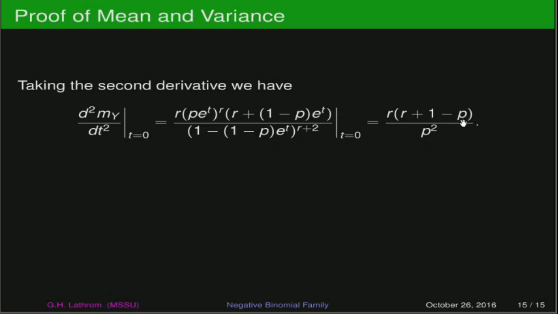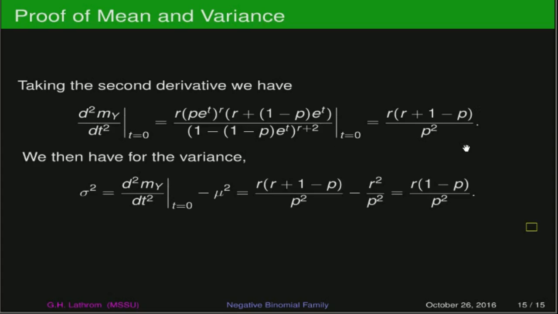For the definition of the variance, it's the second moment minus the square of the first moment. And so plugging in the values that we've got, r times (r+1-p) over p squared minus r squared over p squared. So we do some algebra, simplify that, and sure enough, we end up with our desired expression of r times (1-p) over p squared.